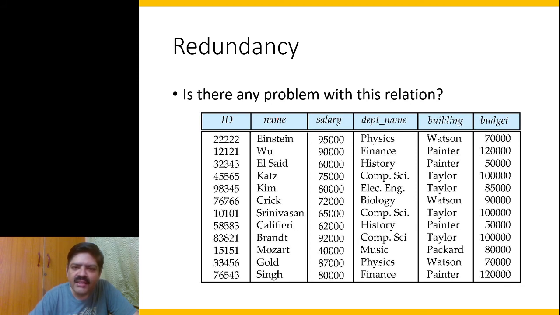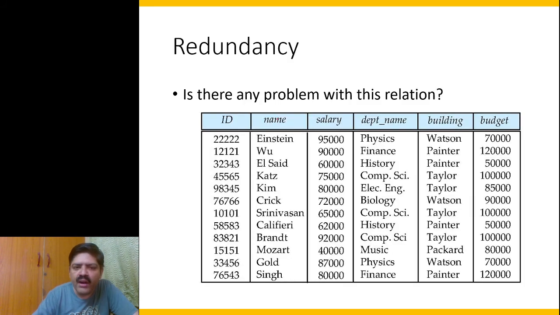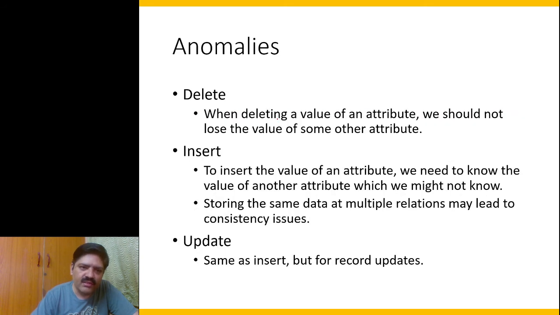We have already seen that this relation is a bad relation, and I told you that this kind of design causes anomalies. There are three kinds of anomalies. Delete anomaly: when deleting a value of an attribute, we should not lose the value of some other attribute. Let's say there is only one professor in a specific building. If I were to delete that professor, I also lose the information about how many buildings exist, for instance. That's an example of delete anomaly.